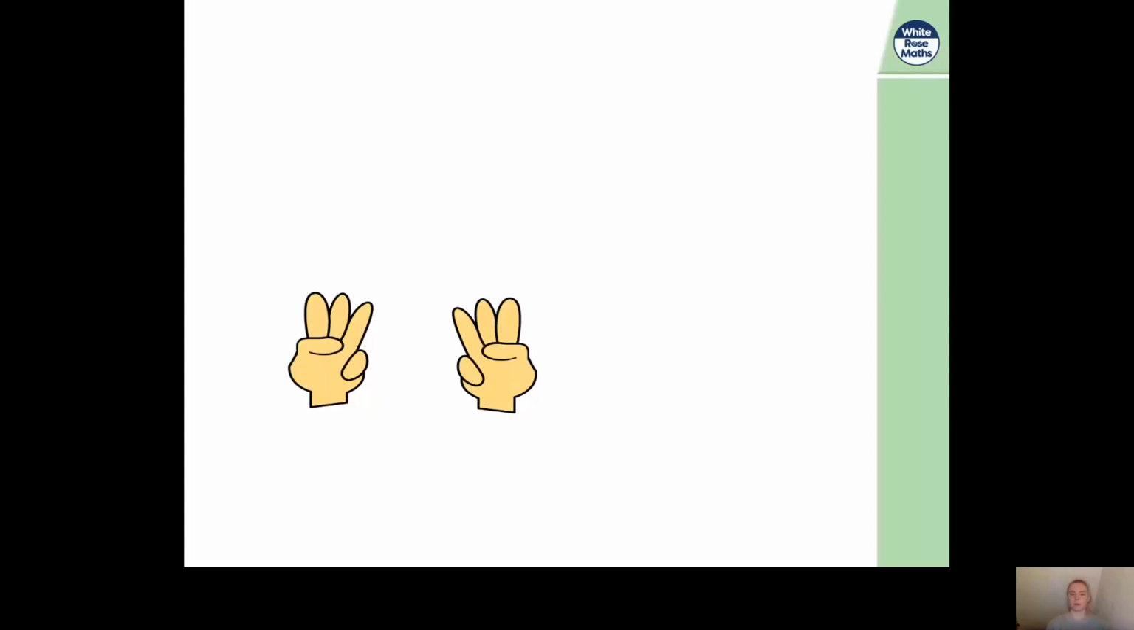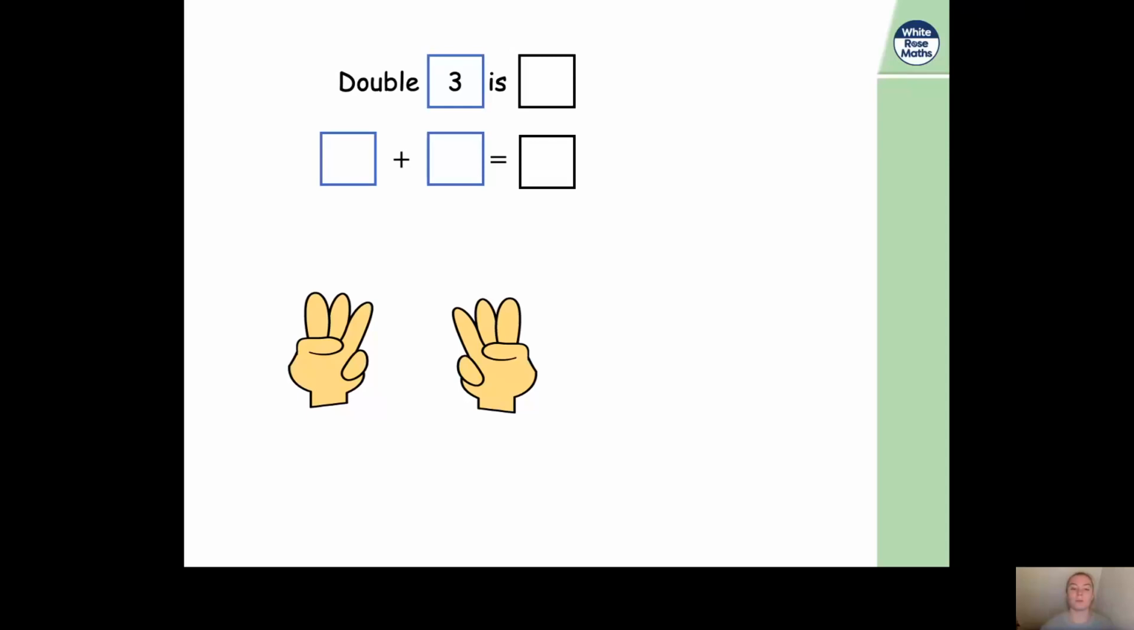Now this one, they've already given us the 2 pictures, so we don't need to add another picture. We need to find what double 3 is, okay? So the first hand has 3 fingers up, and so does the second hand. So we need to add them together. So what will our number sentence be? Yes, it'll be 3 plus 3, which is, you can use the pictures if you need help, but if you can do it without the pictures, that's even better.